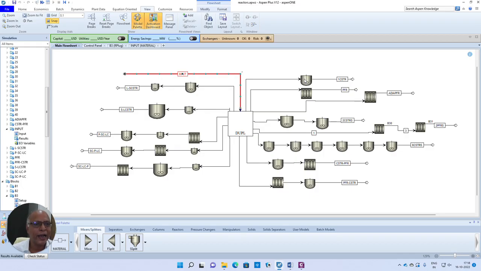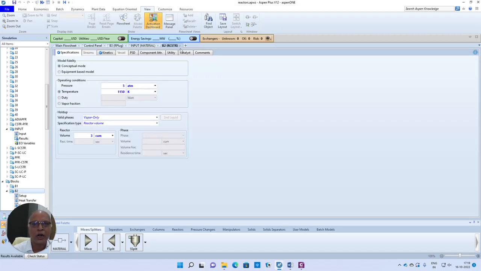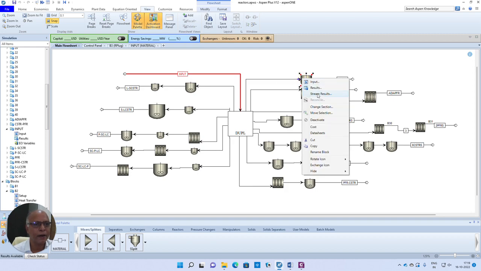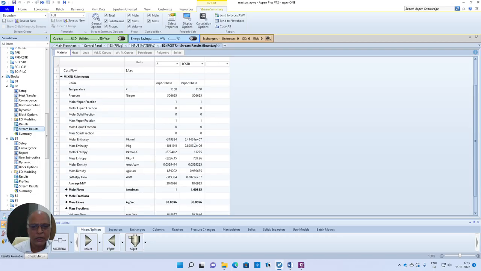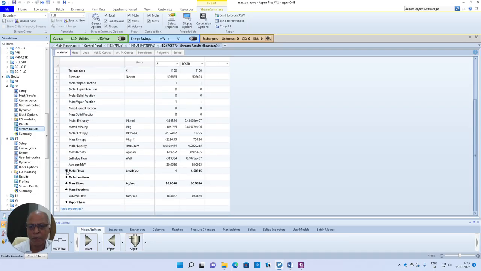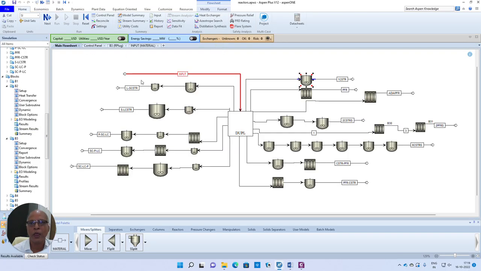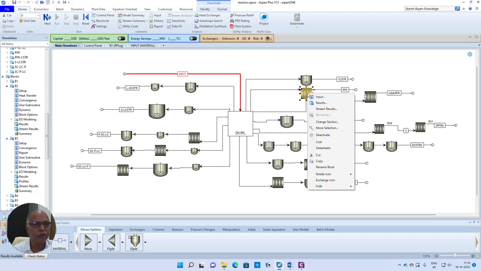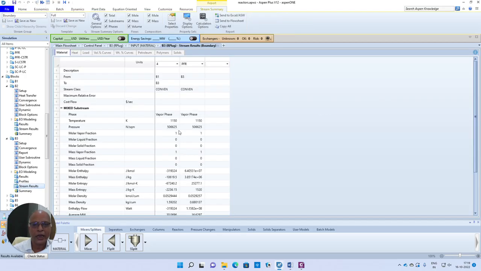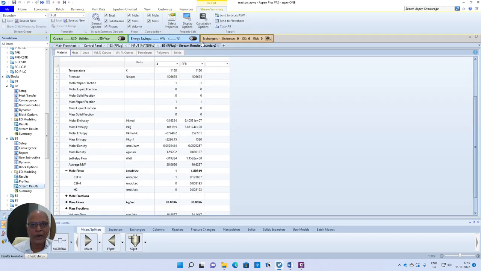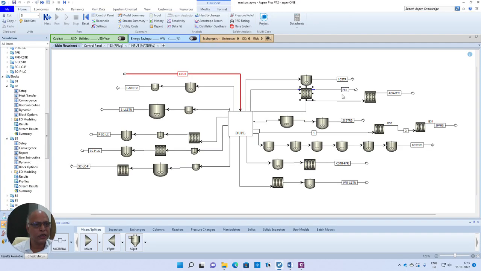Here I have a CSTR of 3 cubic meters. Right? We already saw the result in the previous case. The result here is 60.8% conversion. Right? 1 CSTR of 3 cubic meter volume. Similarly, a single PFR was giving us a conversion of about 80.8. Right? Compared to CSTR, PFR is better. Remember, these two are isothermal.